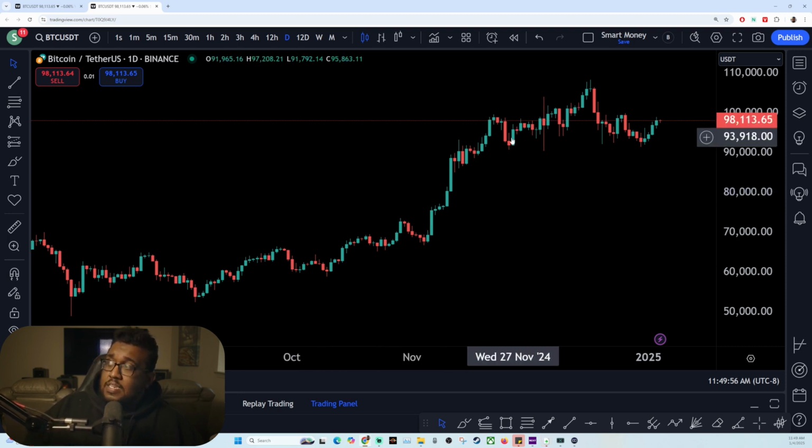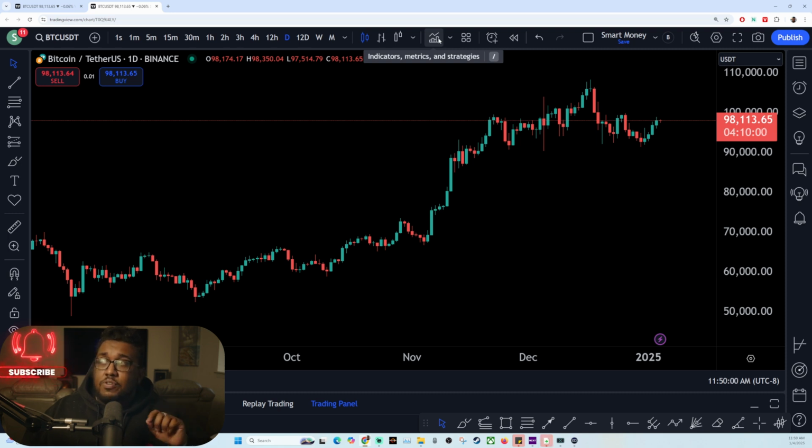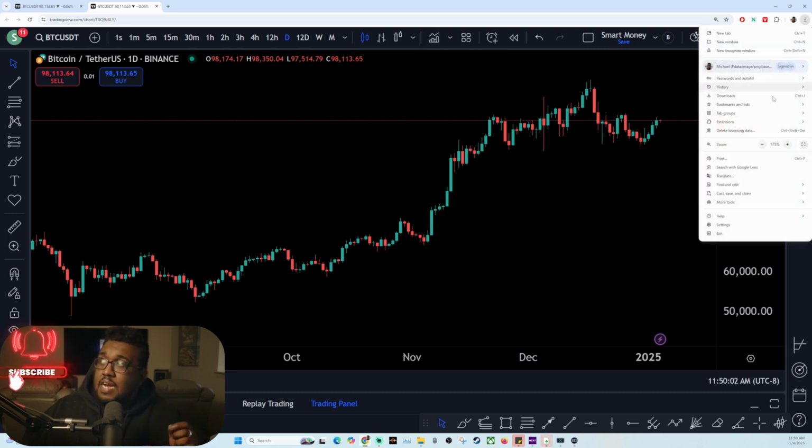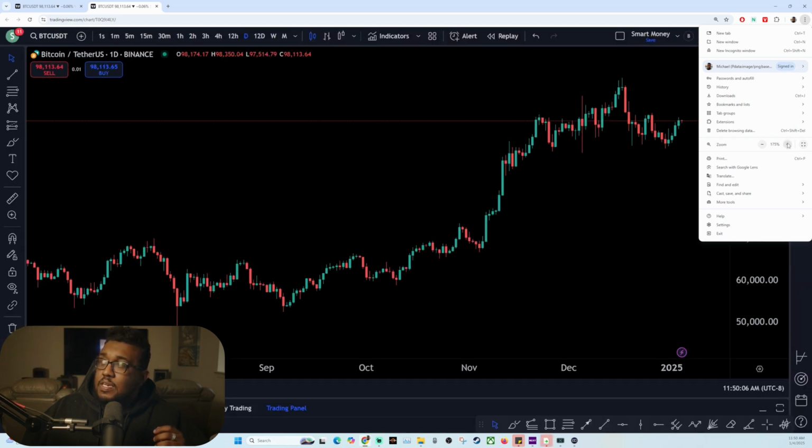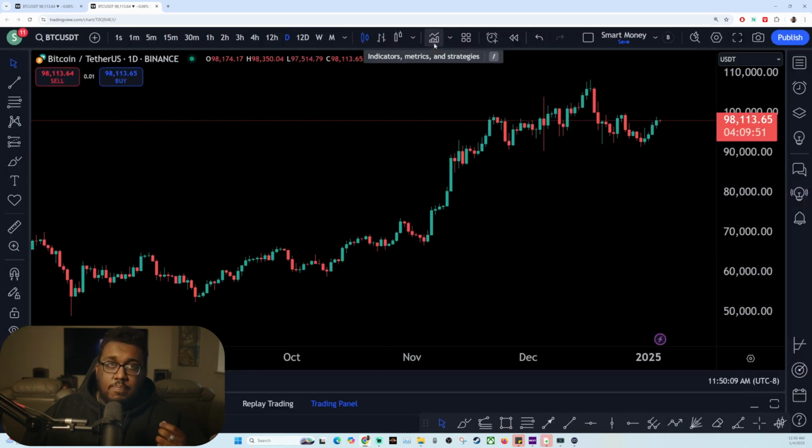That's fair. Next up, we're going to go over here to indicators, metrics, and strategies. You guys can see it's like a bar chart with a line on top of it. If you're zoomed out a little bit, it'll actually just say it, indicators, right? But as I'm zoomed in a lot, it'll just be that little logo.